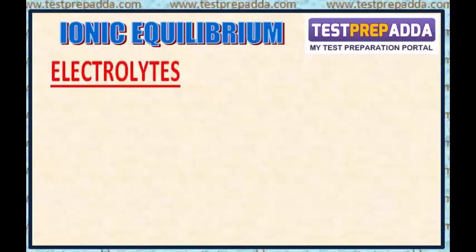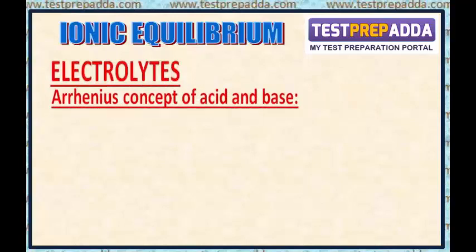So before I actually start this ionic equilibrium, I will tell you about acids, bases, and salts. All these are actually electrolytes. Now there are different concepts of acids and bases. First of all, I will talk about the Arrhenius concept of acid and base.